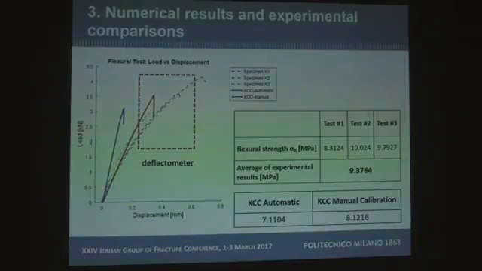This is mainly related to the deflectometer, because in the ASTM standard there isn't any suggestion or guideline about how we can capture the displacement data. Therefore, we ourselves put a deflectometer, but this deflectometer was fixed to the fixture of the apparatus, which means that it captures all the displacement data below the specimen and between the specimen and the apparatus. In the numerical model, we tried to consider also those components, but this is the best result that we reached.